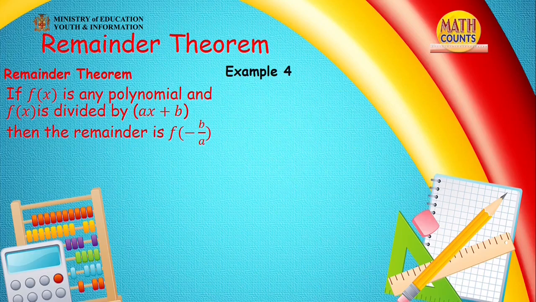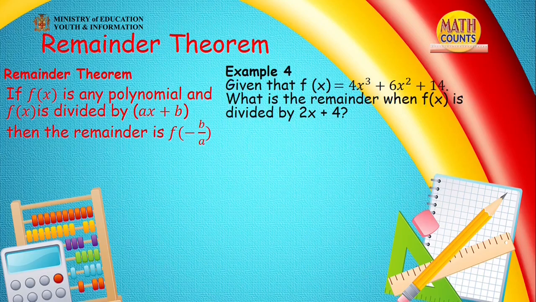Example 4. Now notice there's something different with example 4. The x coefficient is not 1, but we have another constant there. So, given that f of x equals 4x to the third plus 6x squared plus 14, what is the remainder when f of x is divided by 2x plus 4?